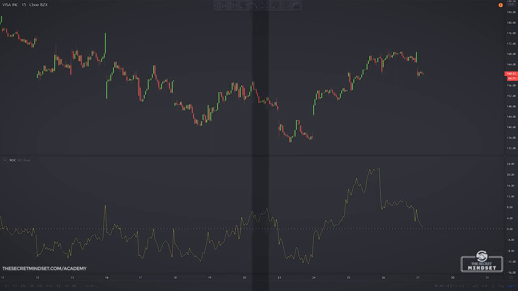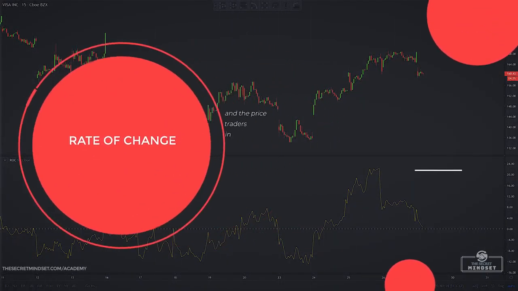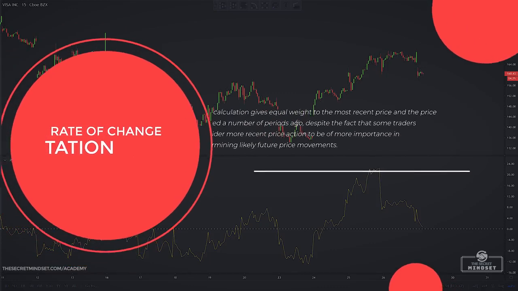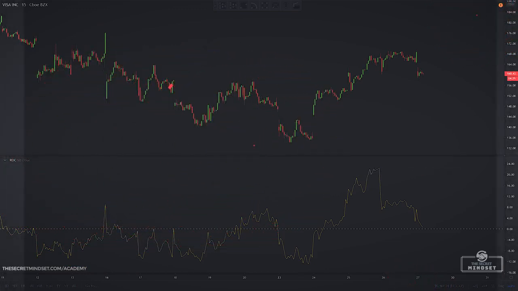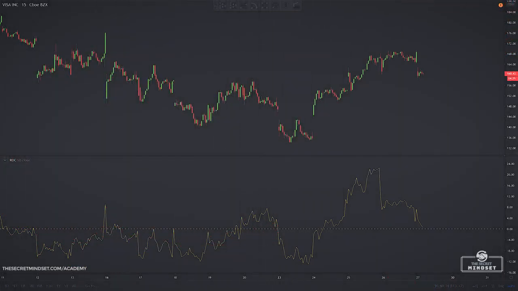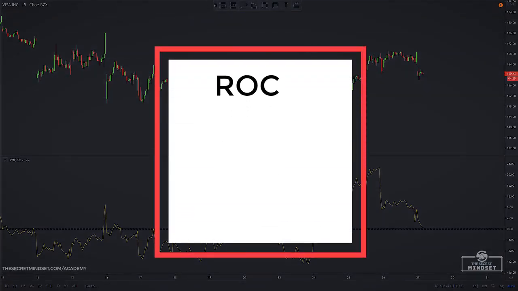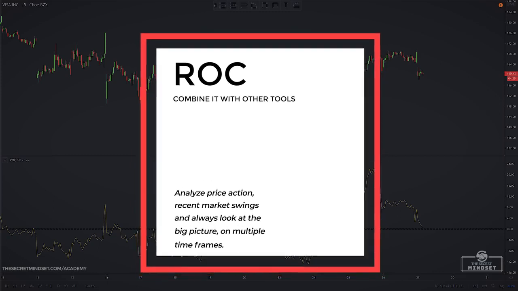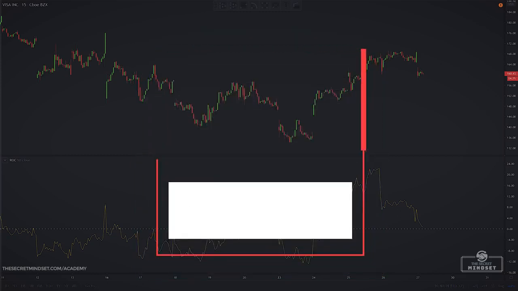Another potential problem when using the rate of change indicator is that its calculation gives equal weight to the most recent price and the price formed a number of periods ago, despite the fact that some traders consider more recent price action to be of more importance in determining likely future price movements. This can result in multiple false signals for the trend trades. That's why it's important to keep an eye on the price action, on recent market swings, and always look at the big picture on multiple time frames to increase your odds of trading in the right direction.